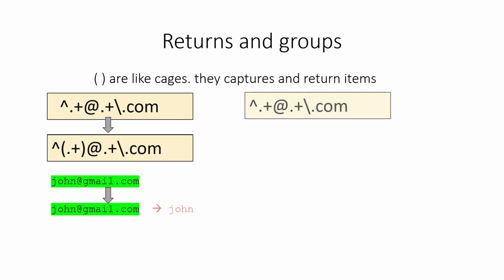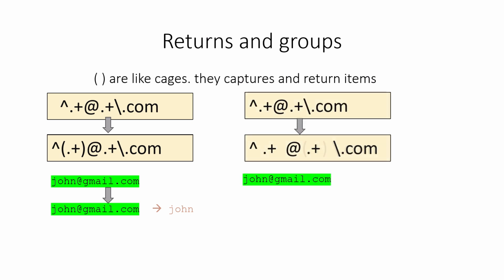Similarly, if we want to return the email provider, we can put a round bracket around the part which matches the email provider. So in this case, it will be the dot plus after the @ and before the .com literals.